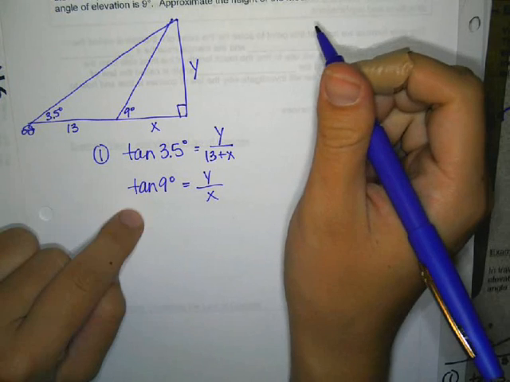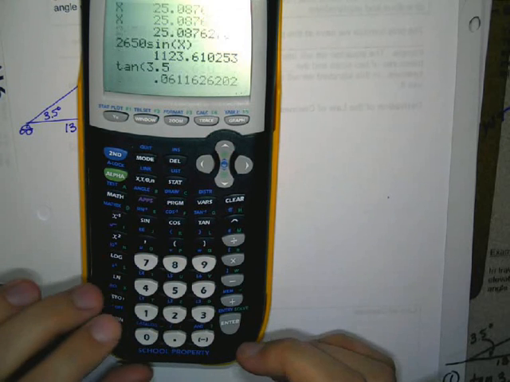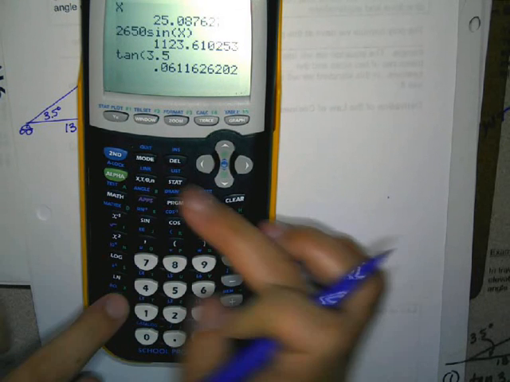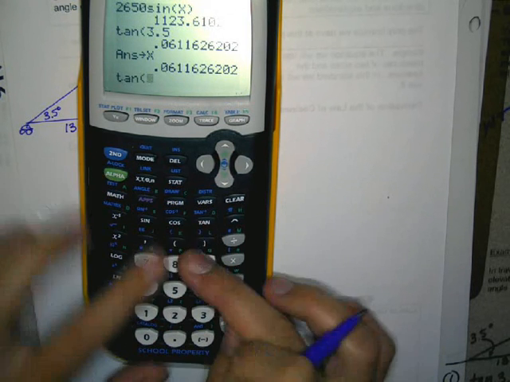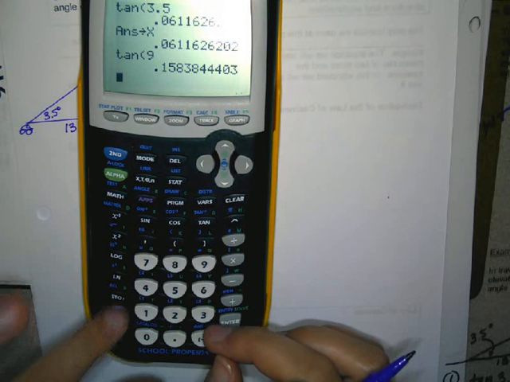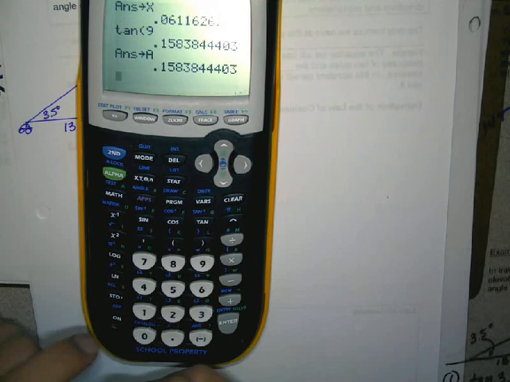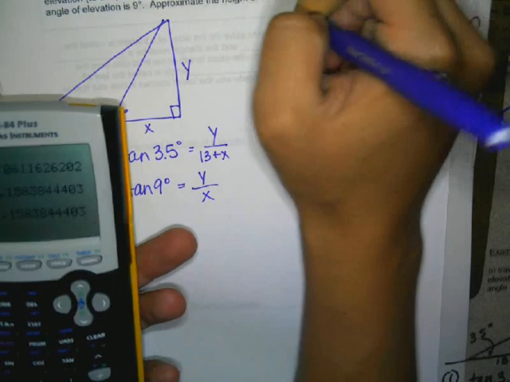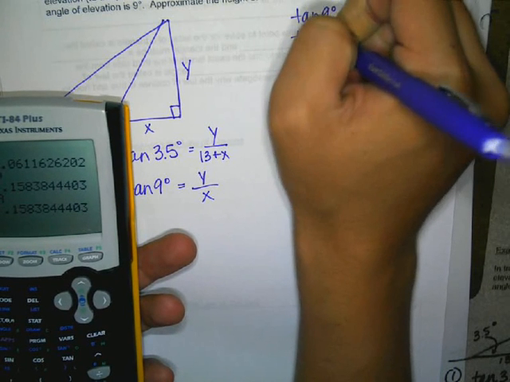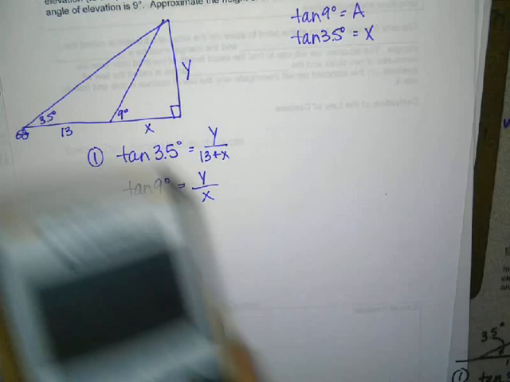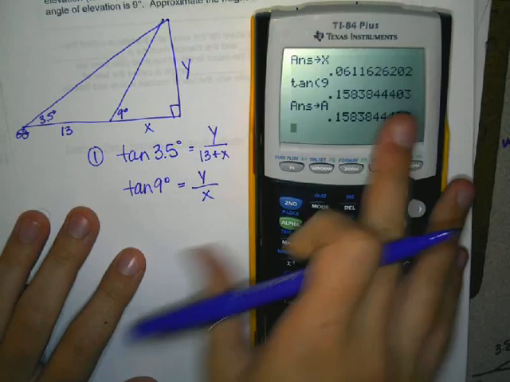Tangent of 3.5 and tangent of 9. I can find those values. Tangent of 3.5 is that decimal. I'm going to go ahead and store that as x. And so tangent of 9 is that decimal. I'm going to go ahead and store that as A. Okay. So tangent of 9 is A. Tangent of 3.5 is X. So whenever I have to plug that out, I'm going to use those variables, just so that everything's as accurate as possible.